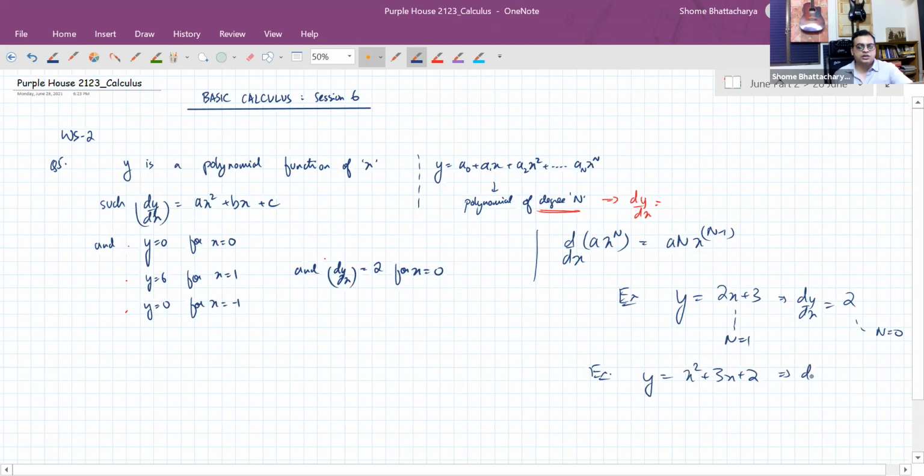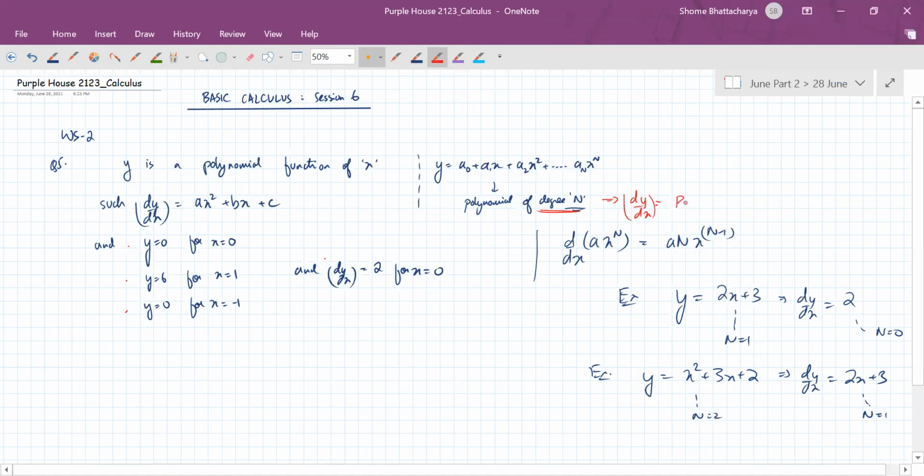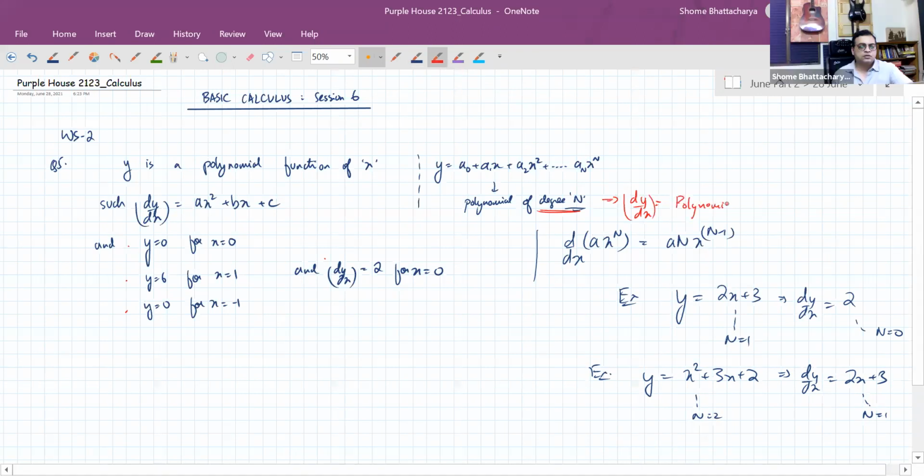Then what about dy by dx over here? Yeah, it's becoming linear. So its degree is becoming 1 because y's degree was 2. So like that, in general, if y's degree is n, then what about dy by dx's degree? It will become n minus 1. So this will be a polynomial of degree n minus 1. This is the general rule. So now apply that over here. So here what is happening? You can see that dy by dx is a polynomial of degree 2.